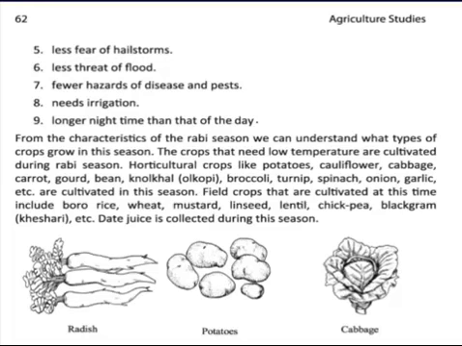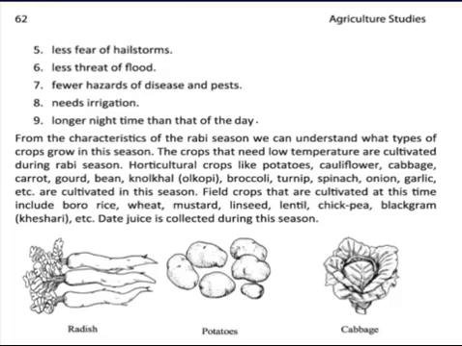From the characteristics of the Rabi season, we can understand what type of crops grow in the season. The crops that need low temperature are cultivated during the Rabi season. Horticultural crops like potatoes, cauliflower, cabbage, carrot, bean, broccoli, turnip, spinach, onions, garlic, etc. are cultivated in the season.